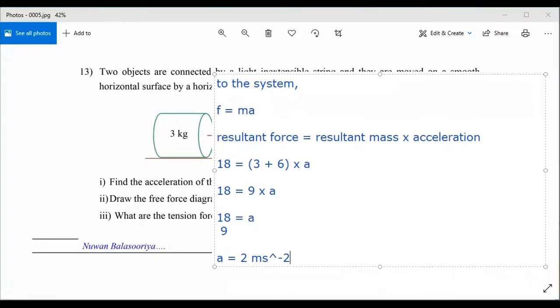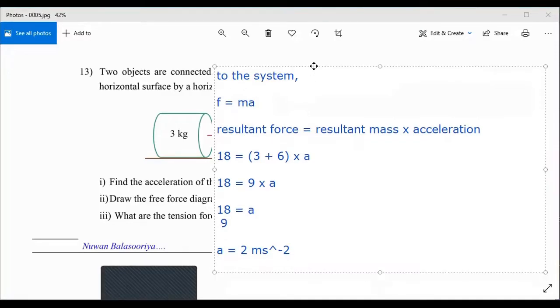Who got this answer? Please raise your hands up. Everybody please raise hands up if you have obtained this answer.